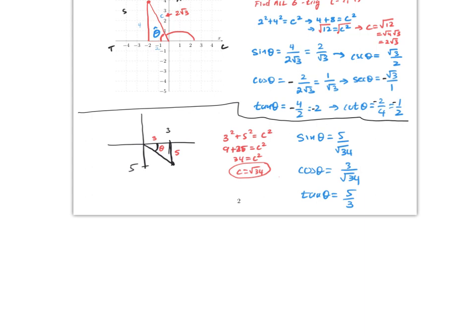Now, since you are in the 4 quadrant, the only ones that are positive are cosine and secant. So that means this has to be negative and this one has to be negative. So let me see. So this should be right this way. So you have sine theta should be negative. And obviously, if you know sine, you know cosecant, and you know cosine, you know secant, and so forth.